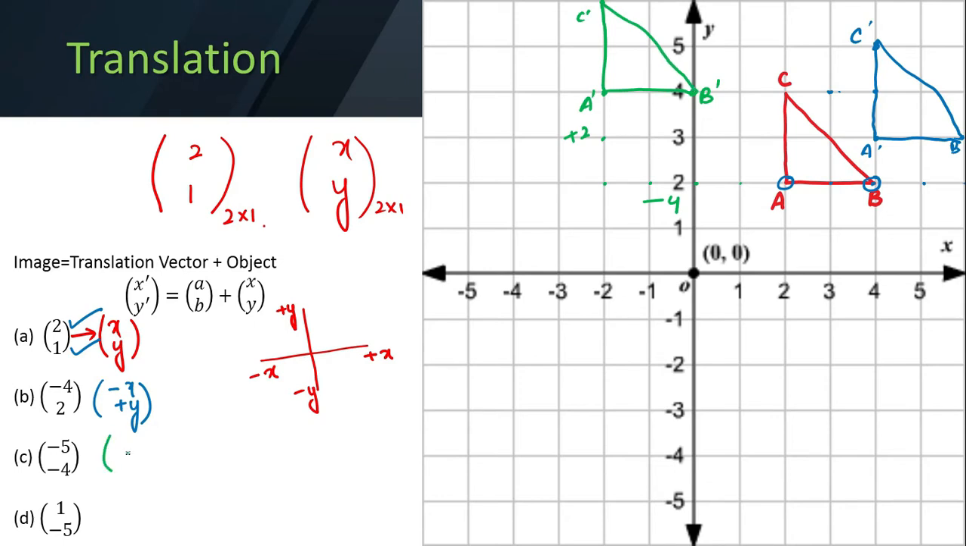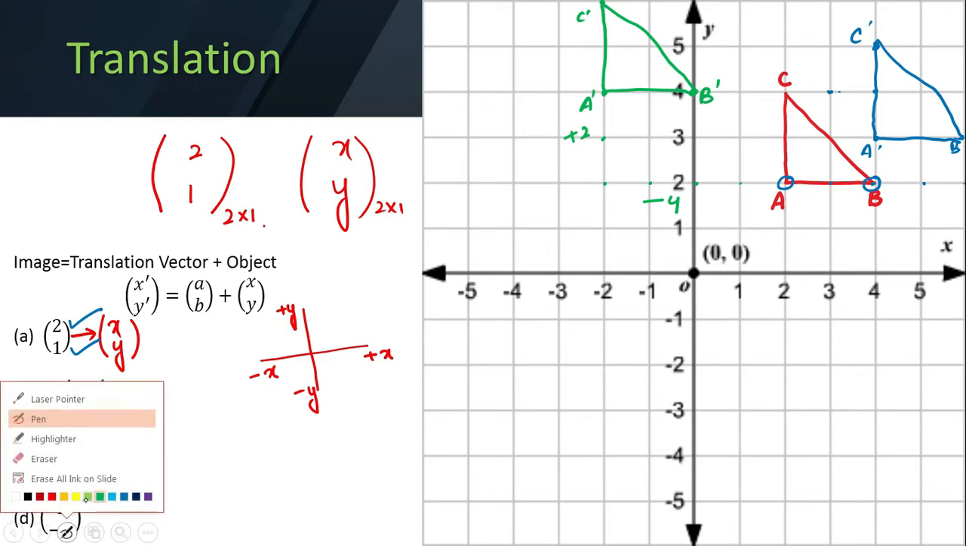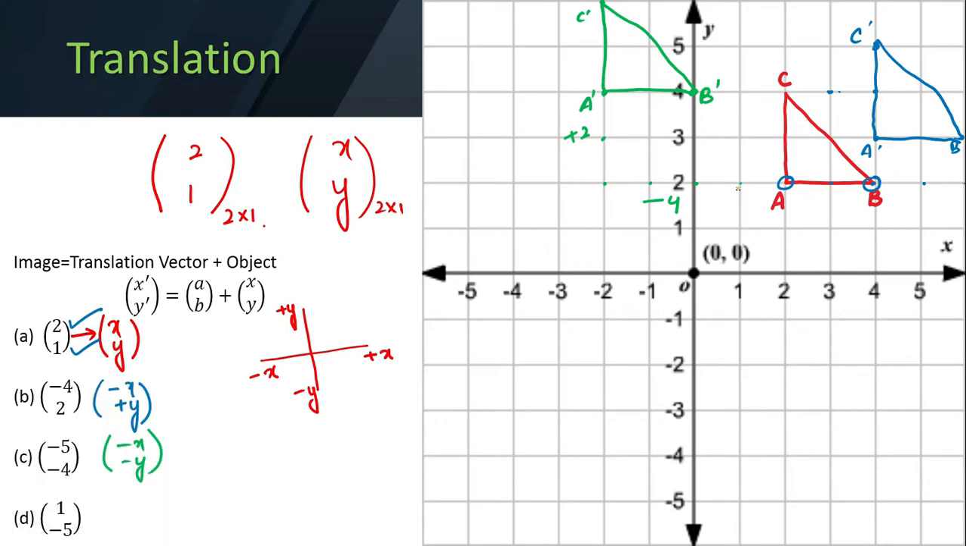Now the third one is negative x and negative y. It means from point A we will move 5 points on the left hand side and then 4 points below, because we have negative x and negative y. Negative x means left hand side, negative y means below. Now when we draw this image from point A, 1, 2, 3, 4, 5. So this is negative 5, and then 4 points below, 1, 2, 3, 4. Now here we have got the image of A.